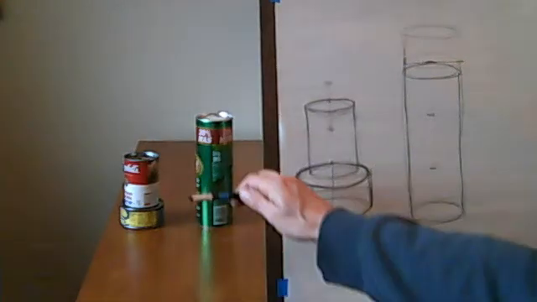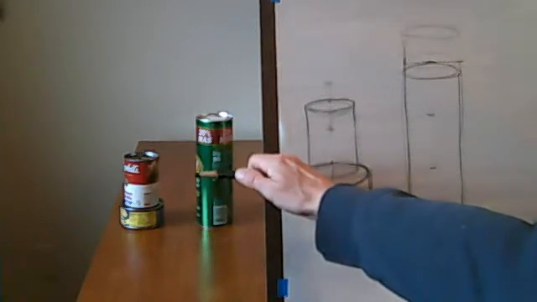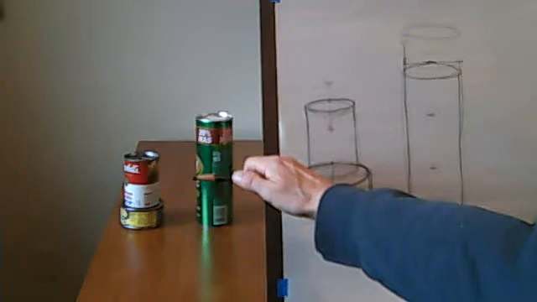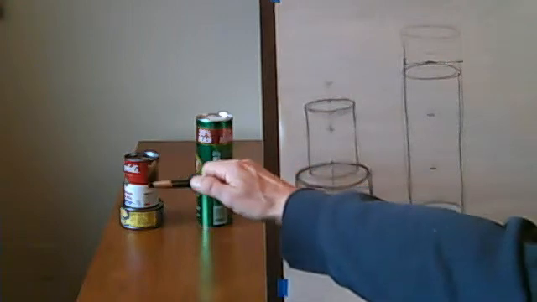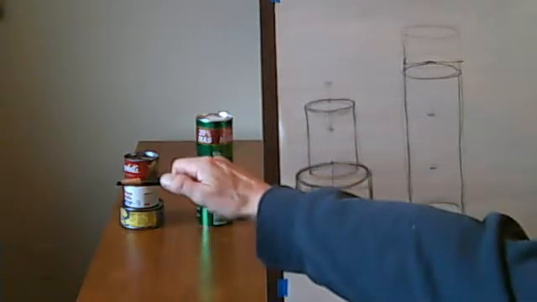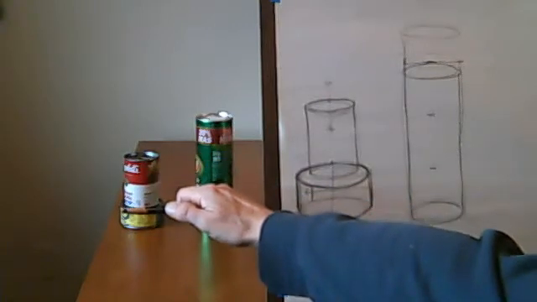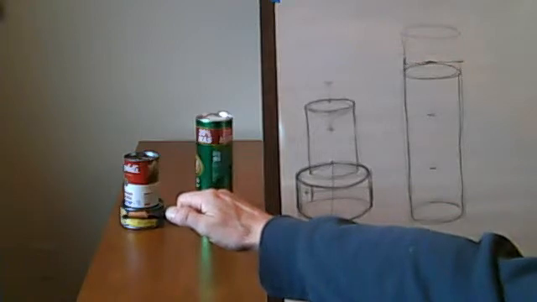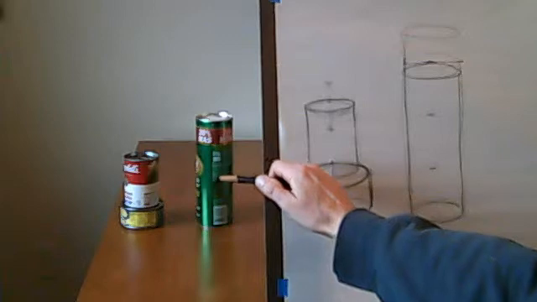So let's start by citing the width of one of the narrower objects. In this case, we'll just go with the tall can. So there's our unit of 1. Let's compare that width to the widths of the other objects. In this case, we see that the soup can is a bit narrower. We see that the tuna can is a bit wider than this tall can.